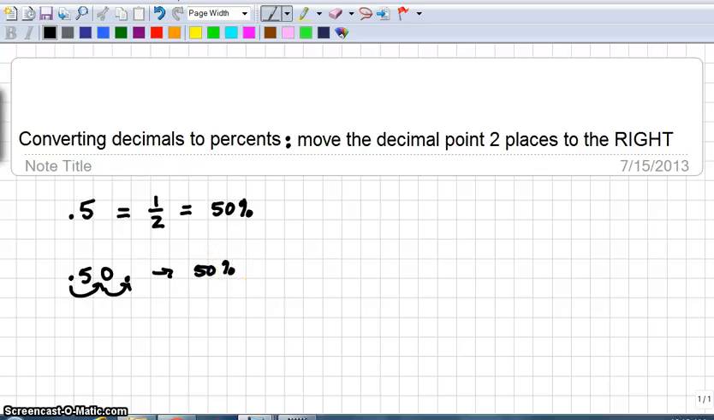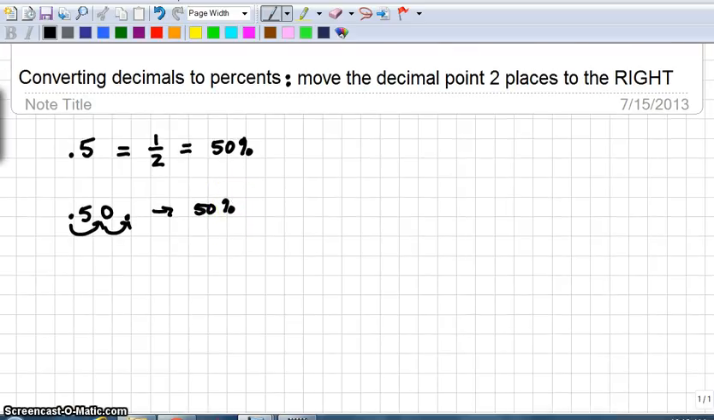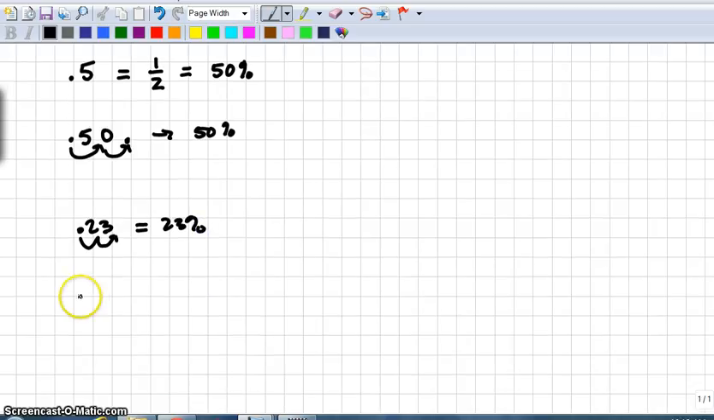Let's try it with some other numbers that aren't as easy as the 50. Let's take a number like 0.23. If we use our method of moving the decimal point 2 places to the right, we simply move the decimal point once, twice, and we get the number 23%. What about a number that has a 0 in it, like the number 0.08? On that one, if you move the decimal point 2 places to the right, once, twice, you get the number 8. And so 0.08 is the same as 8%.